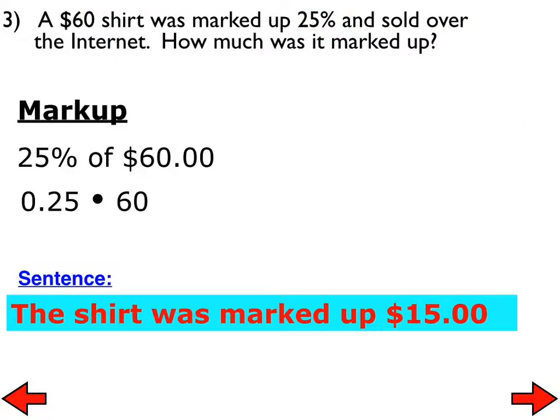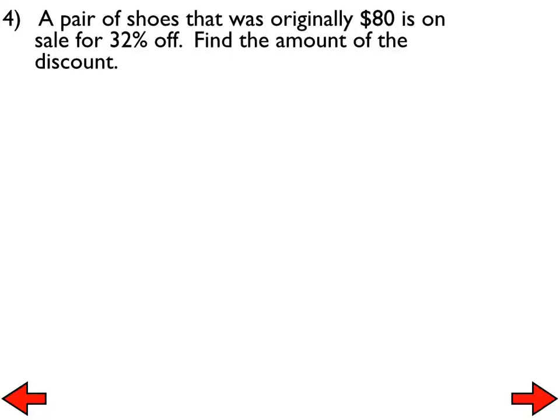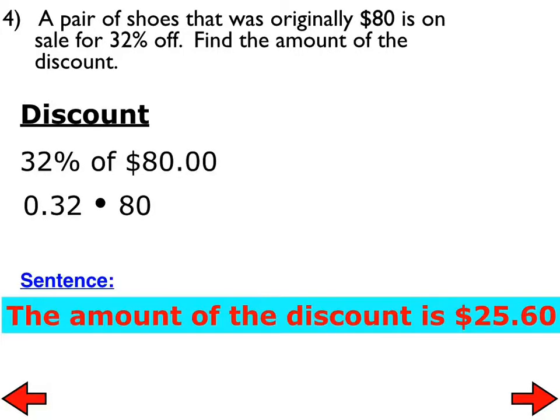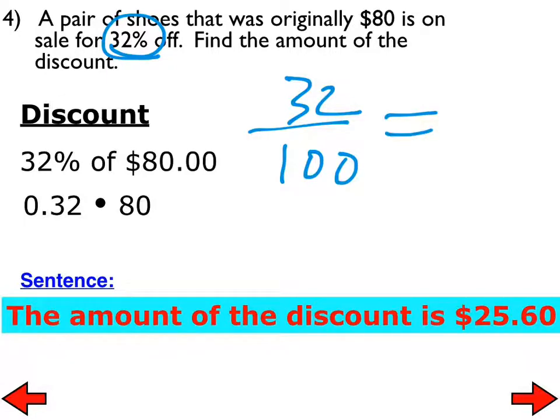All right, everybody try number 4. In this problem, we're finding the amount of the discount. So we're finding 32% of $80. That's how we would do it. Make sure you write your answer as a sentence. And like yesterday, we could use percent over 100 equals the part over the whole. We're given the whole amount. We don't know the part. We could solve it that way if we wanted to.